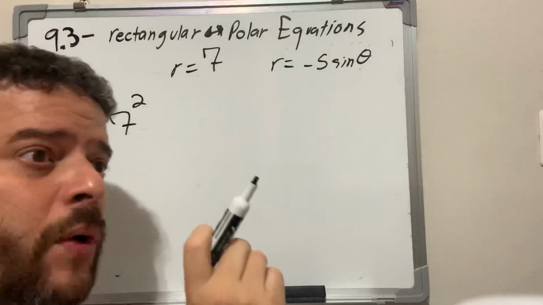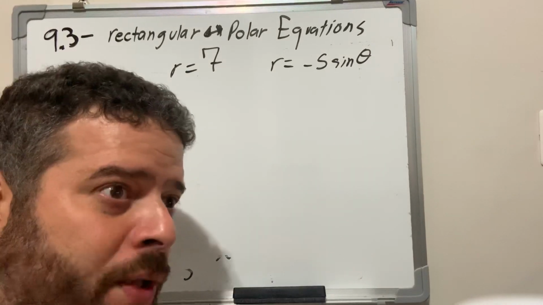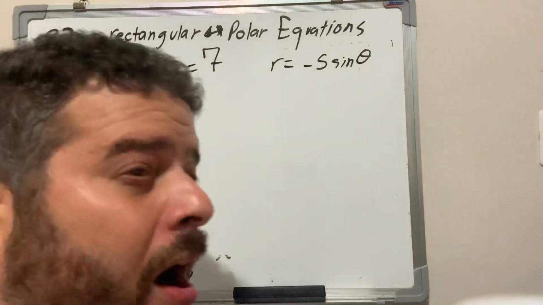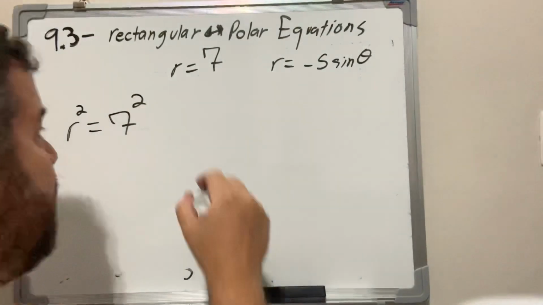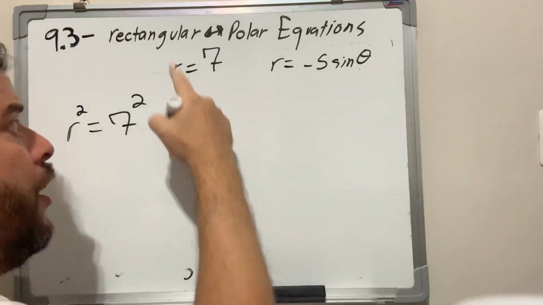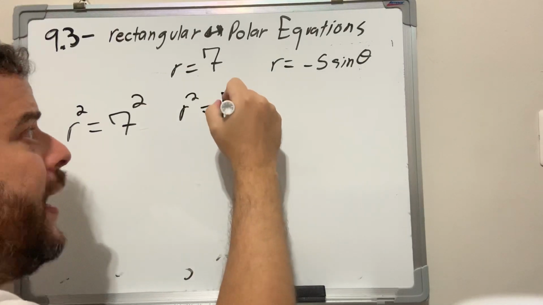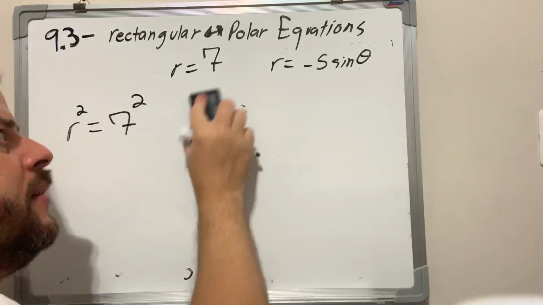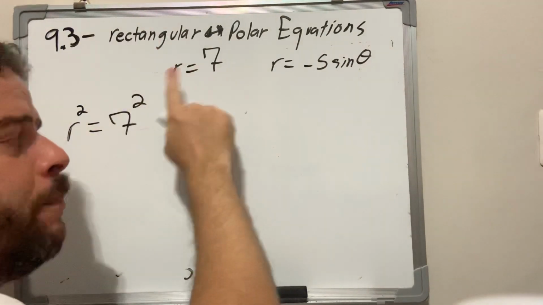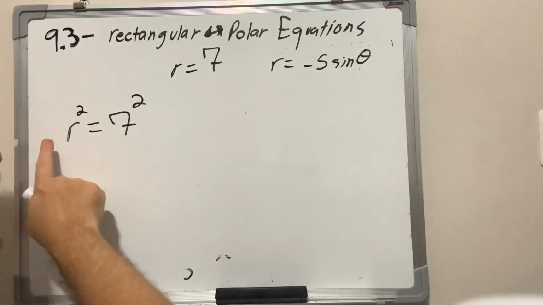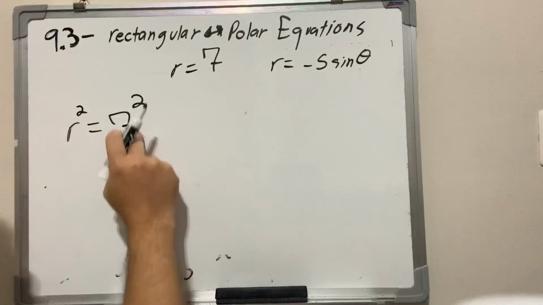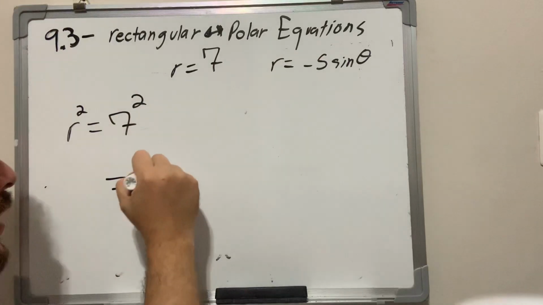Again, and this is what's important, you're not multiplying both sides by r. Because if you were to do that, I would end up with r squared on this side, but on the right-hand side, I would have 7r. That's not what I want. I want to square both sides. So I end up with r squared and 7 squared. So 7 squared turns into 49.